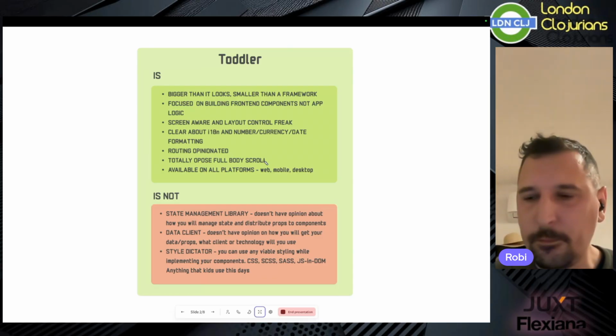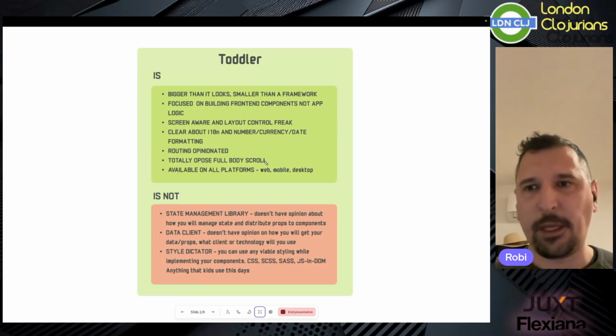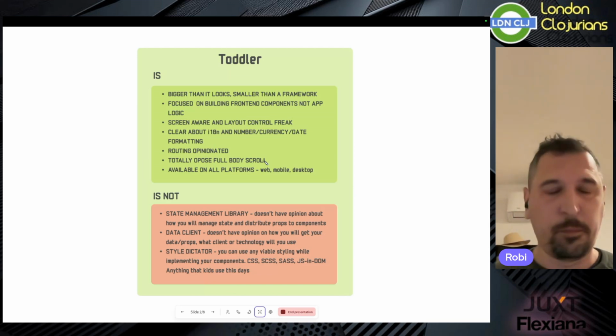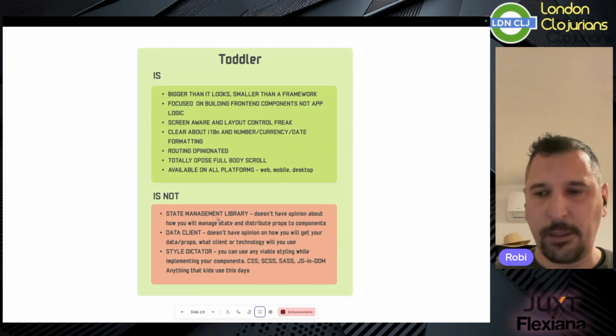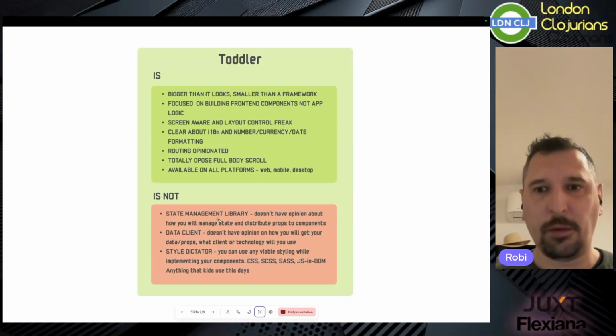And it is not a style dictator. It doesn't force you to use some special styling. So you can use any technology that you've used so far. I would suggest that you use shadow CSS because it provides all the benefits and no trade-offs for building styles in CSS. And that's it about Toddler in general.